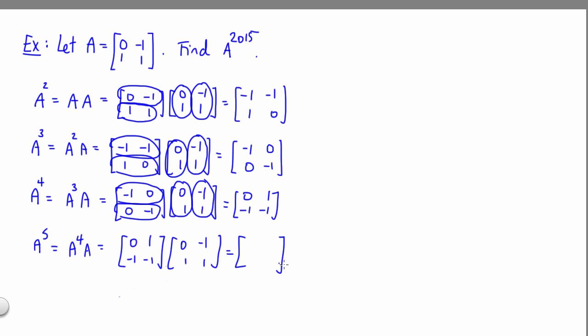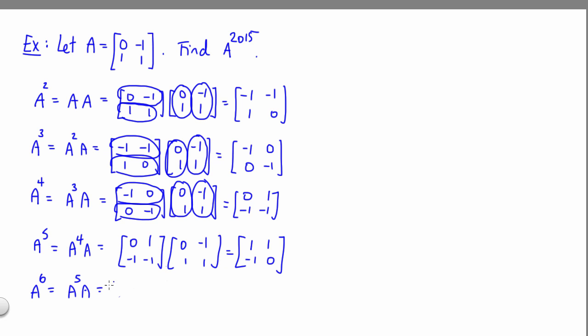This time let's try it without circling the rows and columns. We'll have 1, 1, -1, and 0. And what we're ultimately looking for is a matrix or a certain power of A that equals the identity matrix. So we may need to do a few more calculations before we end up with a power that's equal to the identity. So let's try A to the sixth.